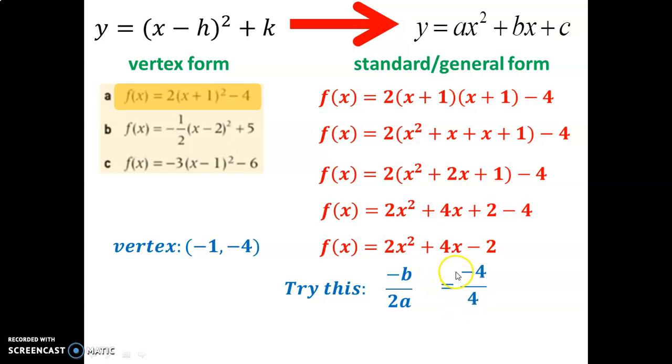Okay, when we do -b over 2a, it gives us -1. And notice that that is the same value as the x value of the vertex. So this little formula can be used in standard form to find the axis of symmetry or the x value of the vertex. And then, of course, we can take that value, which I've written in this form, put it into the function. So it's like saying that -1 goes into the function, and we can get the y value. And in this case, if we put -1 into this function, we get -4, and we can see confirmation that that matches the vertex we saw from vertex form.